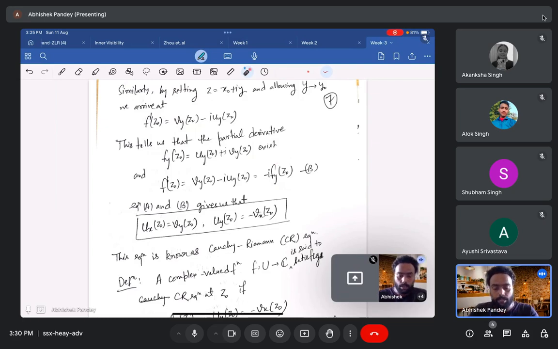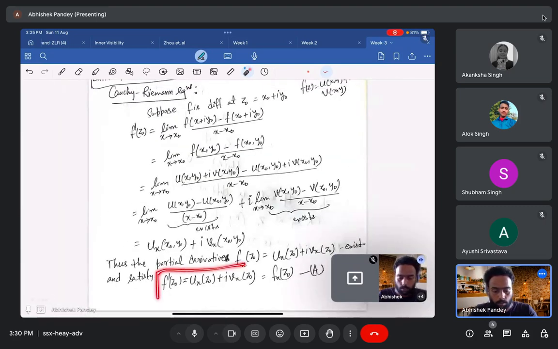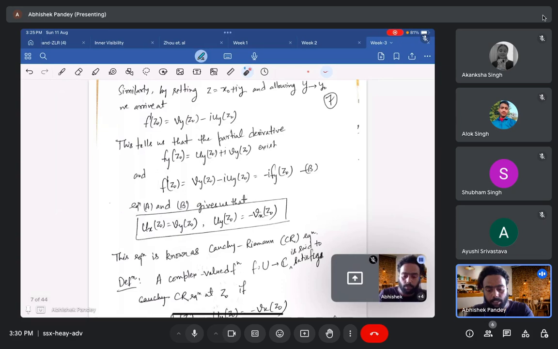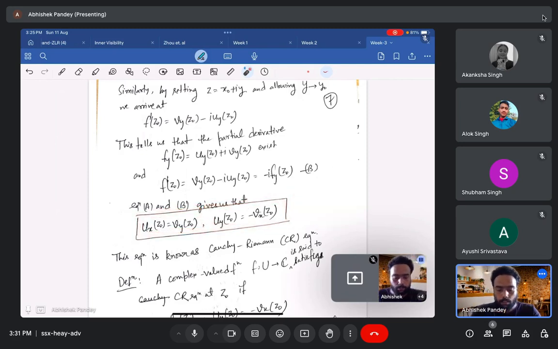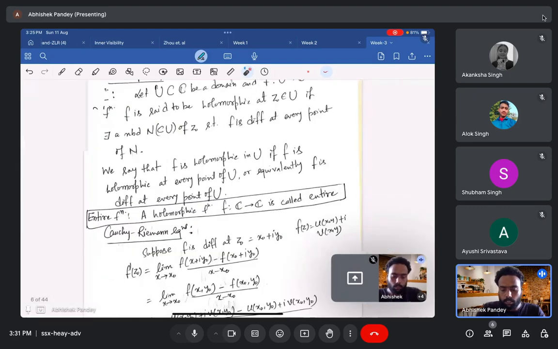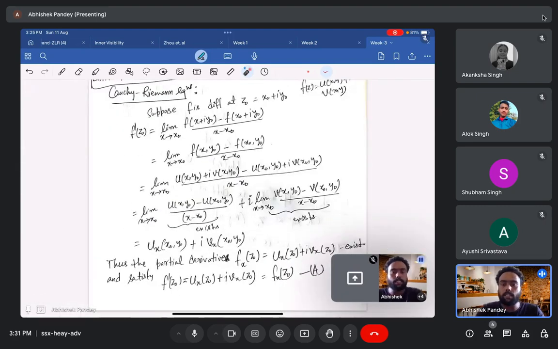Now f dash z naught is this one, v_y z naught minus i u_y z naught, and also f dash z naught is this one. So now we will compare these two. So imaginary part and real part will be equal. So from there we will get this one: u_x is equal to v_y and u_y is equal to minus v_x, and this is what the Cauchy-Riemann equation is. This equation is known as the Cauchy-Riemann equation. So what we have just seen is that if f is differentiable, it satisfies the CR equation at that point, isn't it?